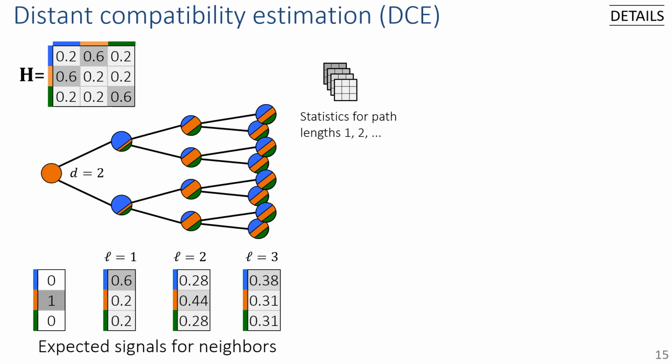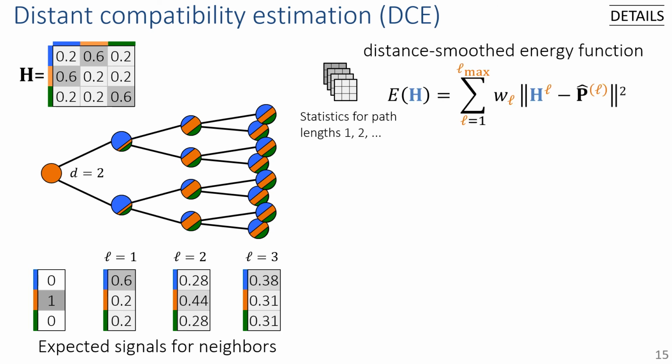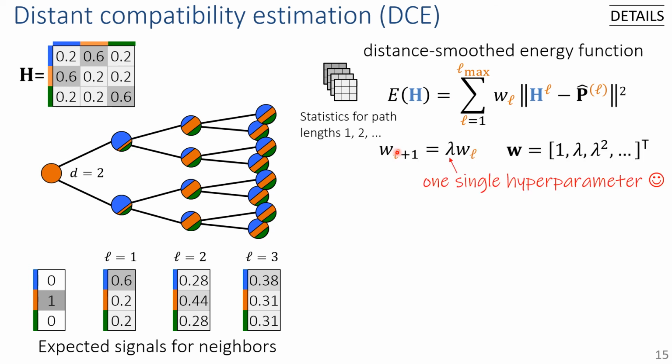So we gather statistics for paths of different length, and from those we then construct a distance smooth energy function. The idea being is that we have penalties for each of the path lengths and then build a weighted average over those individual penalties. We parameterize the weight with one single hyperparameter we call lambda that describes the ratio between weights of adjacent path lengths, L plus 1 and L. So for example, the weight vector is then 1, lambda, lambda to the power of 2, and so on.